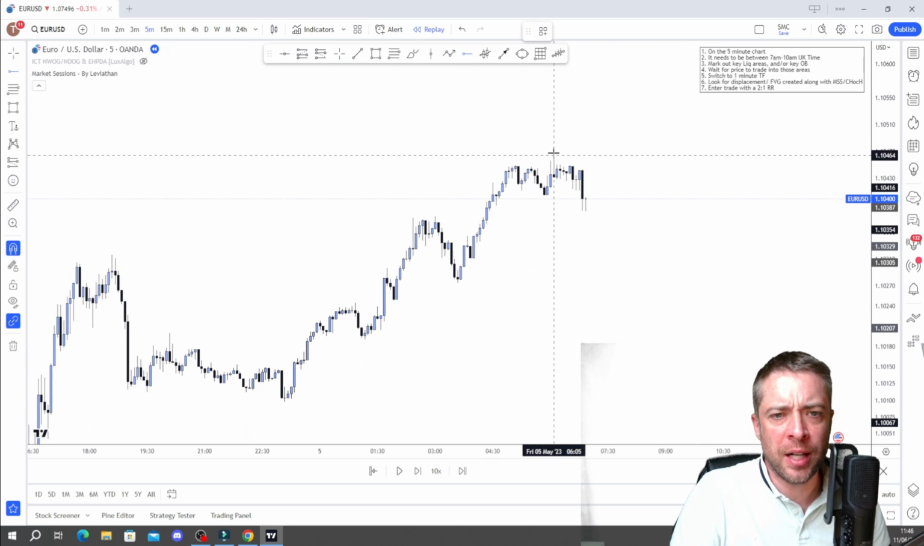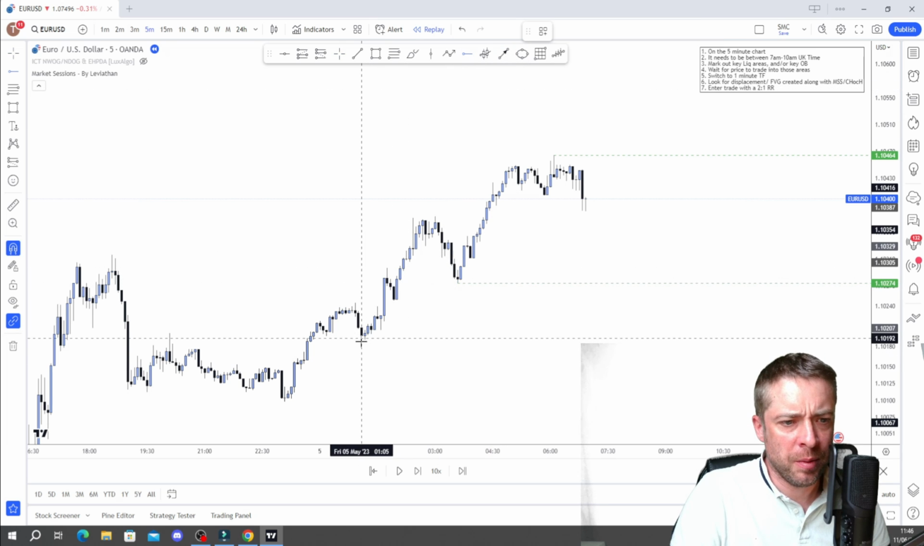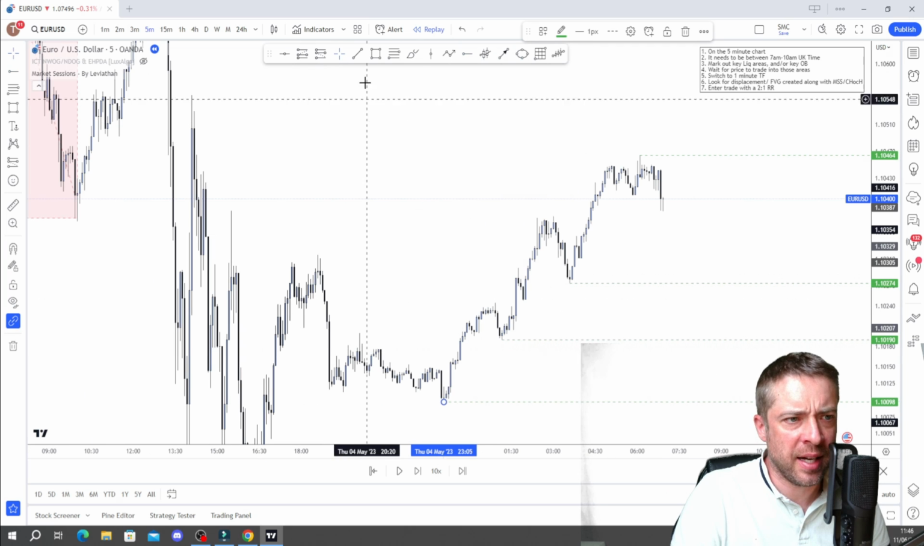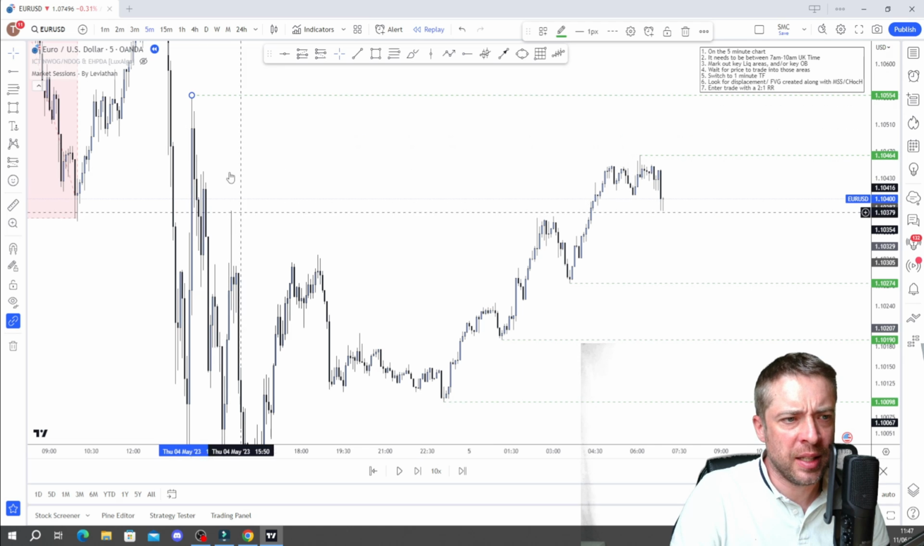Right, so where are our zones? We've got a zone here, a zone here, a zone here, a zone here. Do we have anything else higher up? We've got some liquidity up here.